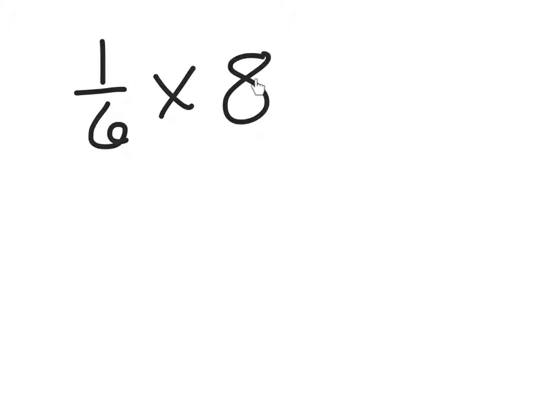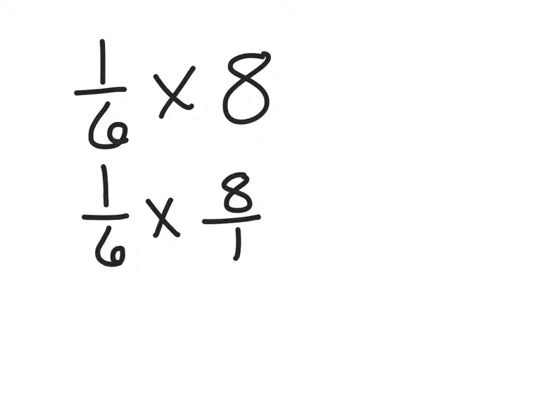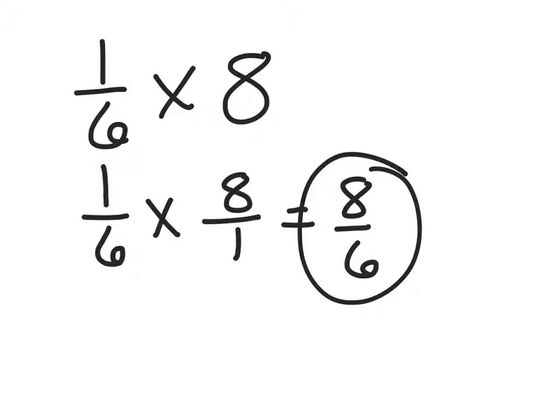1/6 times 8. Superb. I'm going to do the algorithm first, and I'm going to just leave the 1/6 alone. The 8 I'm going to convert into 8 over 1. And now 1 times 8 is going to give me 8, right? And then 6 times 1 is going to give me 6, right? And I get 8/6. And that, my friends, is your answer.